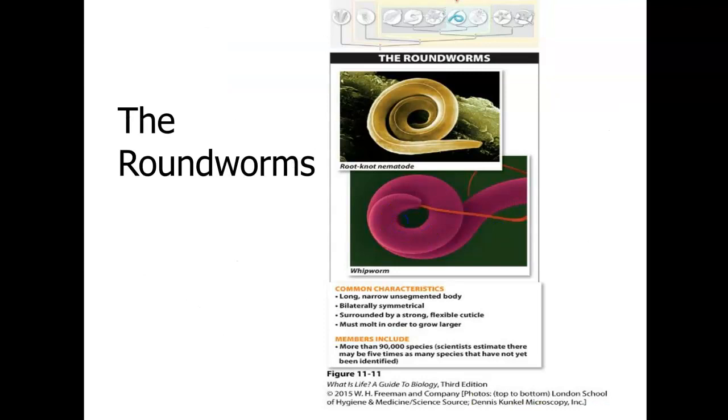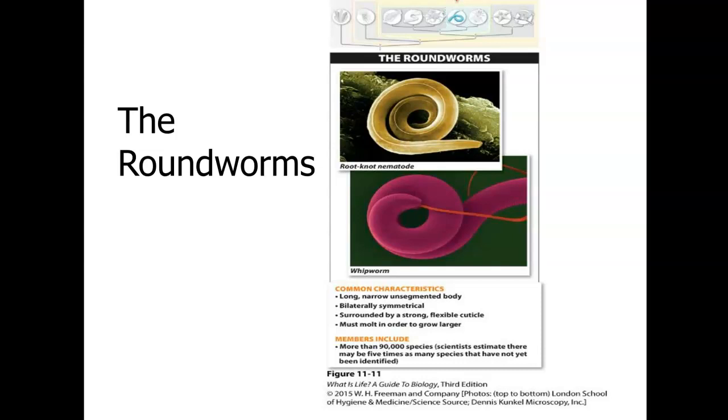Next, we have what's known as the roundworms. These are going to be in the phylum Nematoda. Now with these, it's also known as the nematodes. They do have defined tissues. These are also going to be protostomes. They develop with a body plan. They have bilateral symmetry as well. They're going to be seen as being very long, narrow, unsegmented bodies. That's going to be important because once we get into earthworms, those are segmented.